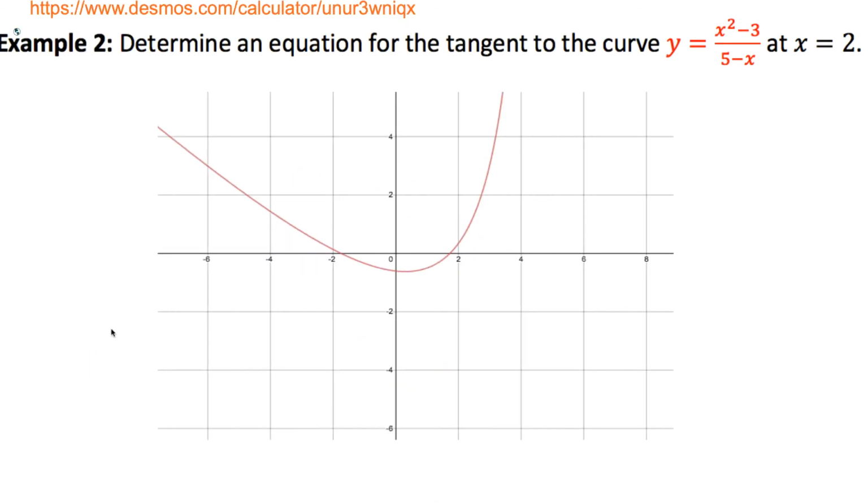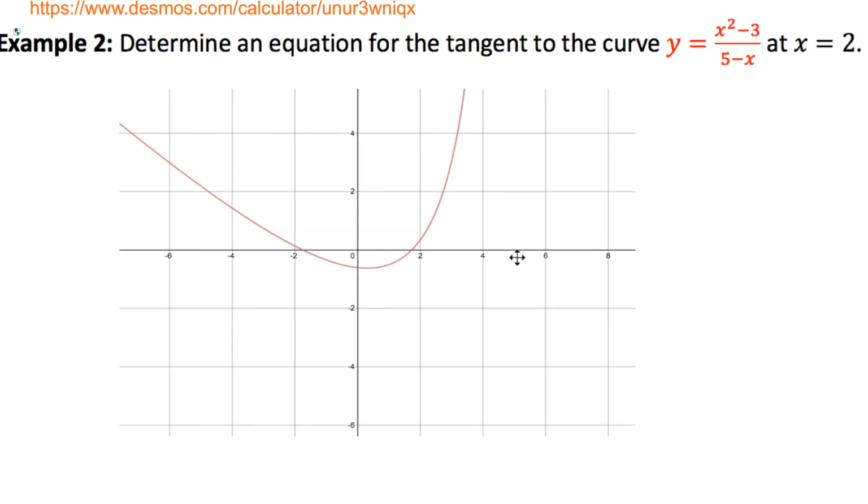Let's do 2 application questions now. Example 2 says, determine an equation for the tangent to this curve, and I've just given you a graph of that curve, at x equals 2. Let me make sure you understand what we're trying to find. When x equals 2, if I were to draw a tangent to that function, a line that just touches that function at one spot, and I'll draw my best tangent line I can right here, it just touches the function at that one spot. Now that's not a perfect tangent line. What will be the equation of that line?